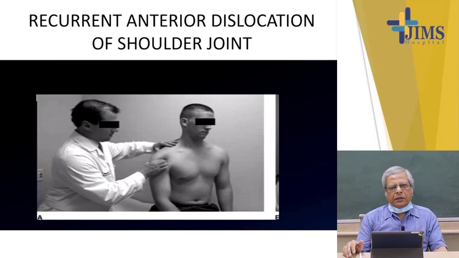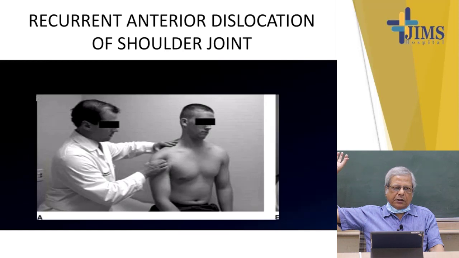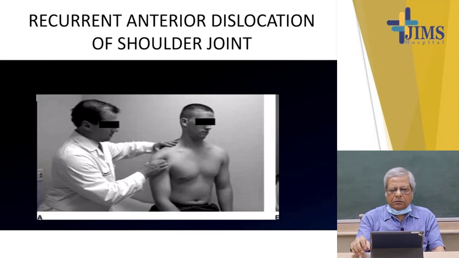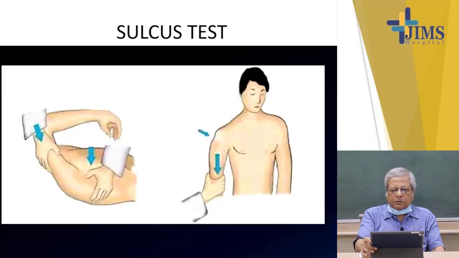But most commonly, the trick to remember is when a cricket player, the bowler, goes to deliver the ball, his limb is like this, abduction, external rotation, then the shoulder joint pops out. This is the pathology of recurrent anterior dislocation of the shoulder joint.